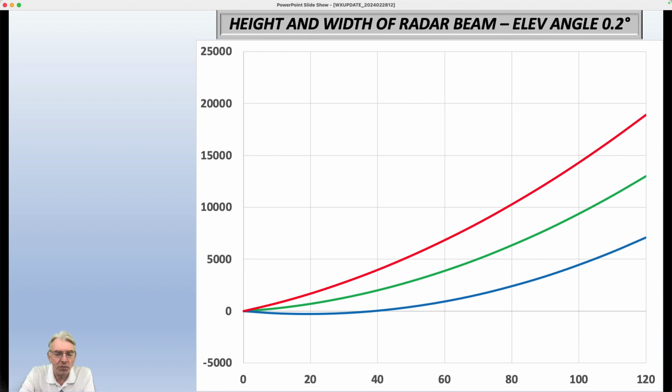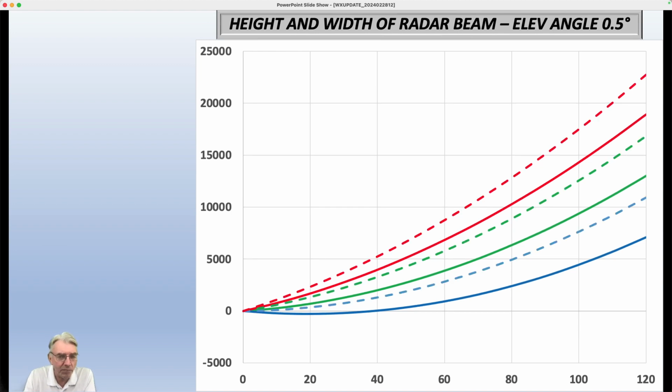Now, if you raise the elevation angle up to 0.5 degrees, that's what those dotted lines there represent. And look here, by the time you get out to 120 nautical miles, the top of the beam is at 22,500 feet. And if you have a lot of weather that's going on well underneath that, you're going to miss it. And the thing about tornadoes is you really don't want to get much more than maybe a kilometer or 2 above the ground.